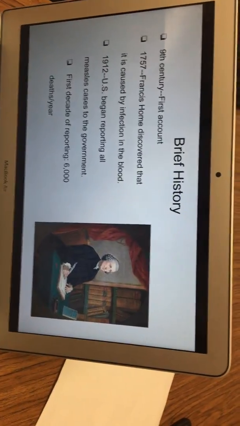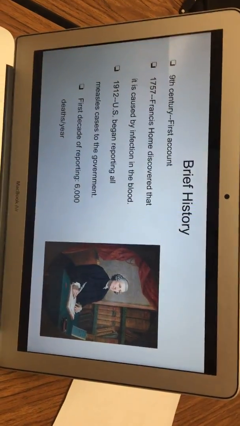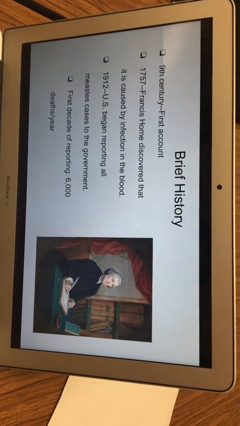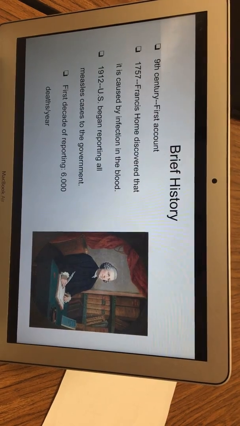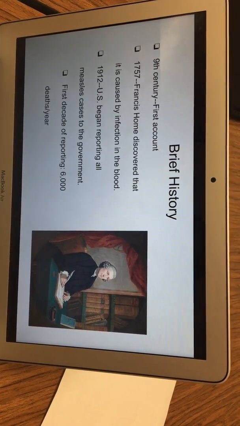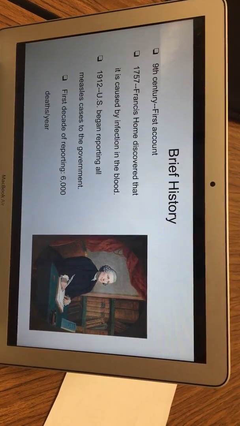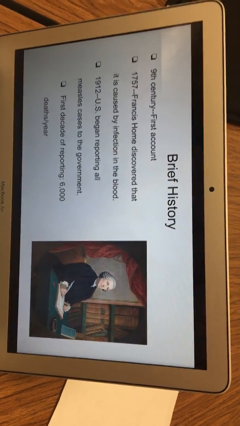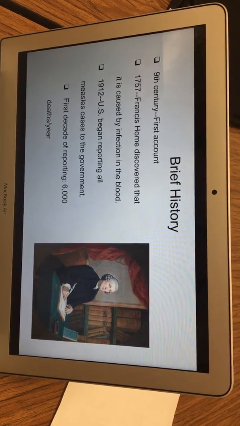So we're first going to start off by talking about the history of measles virus. The first account was discovered in the 9th century by a Persian doctor, and then in 1757, a Scottish physician named Francis Home discovered that it was caused by an infectious agent in the blood.